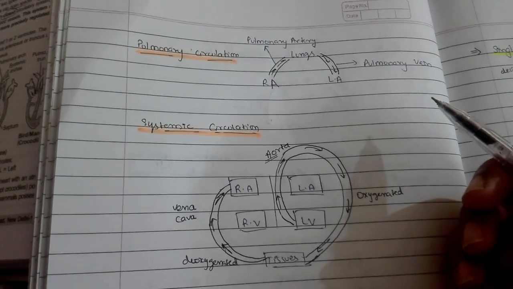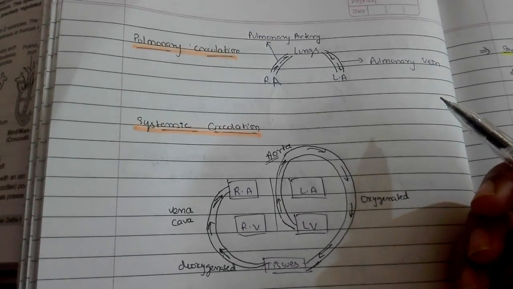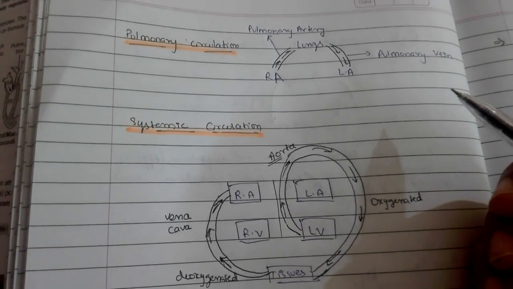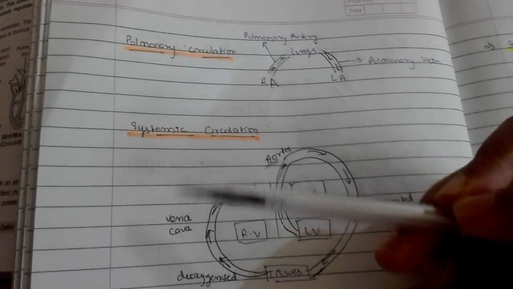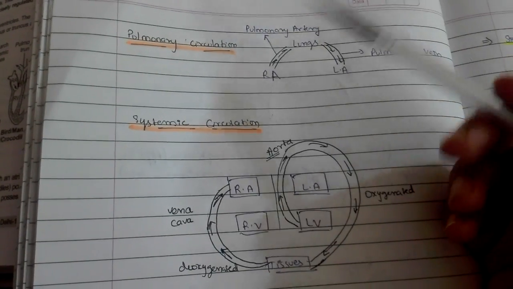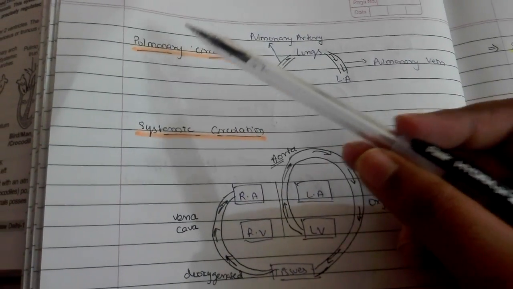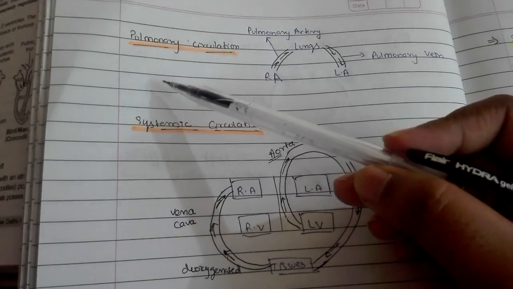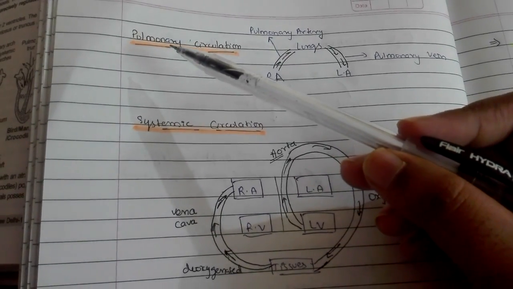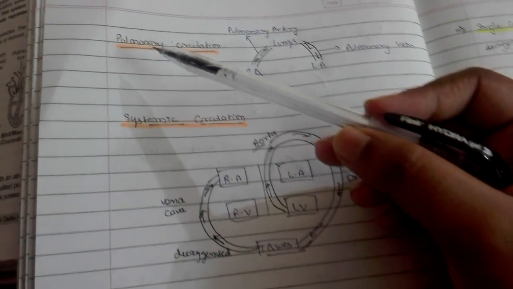Okay, so let's start with the pulmonary circulation and systemic circulation. First of all, you need to be very specific with the words so that you may not get confused in the examination hall. Now, pulmonary. What does pulmonary mean? Pulmonary means the lungs. As you would all know, pulmonary means lung.